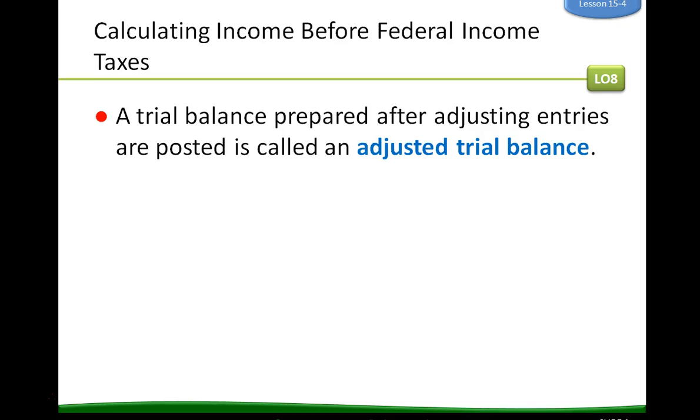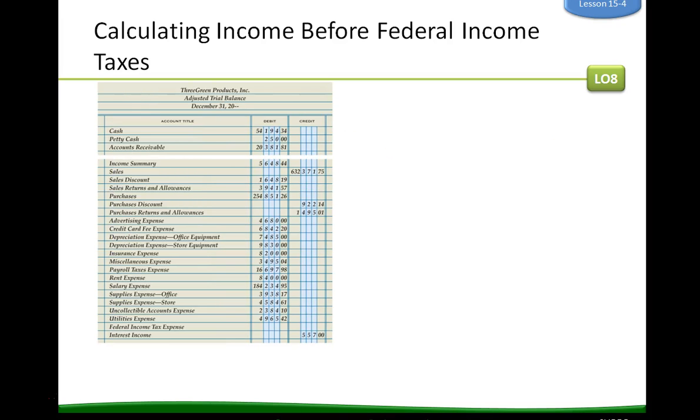After adjusting entries are posted, an updated trial balance can be prepared. A trial balance prepared after adjusting entries are posted is called an adjusted trial balance. Okay, the adjusted trial balance is prepared in 2 steps. First of all, account balances except for the federal income tax expense are entered in the trial balance. This information is used to plan the adjustment for federal income tax expense. Then, after the adjustment is posted, the account balances for federal income tax expense and federal income tax payable are entered.